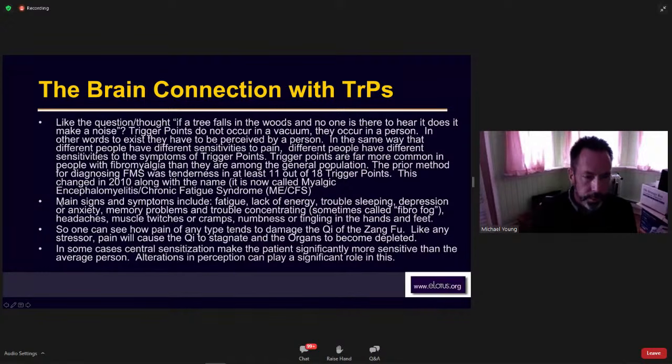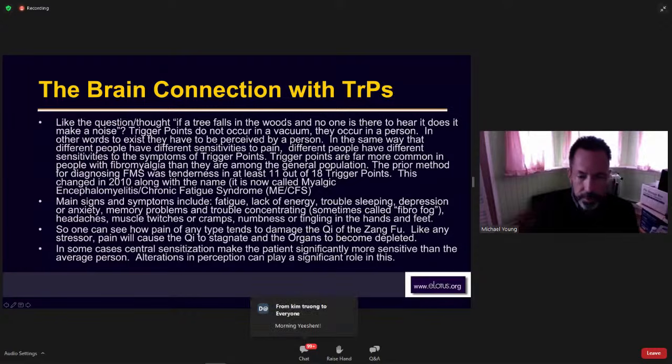So it tends to be put everybody in this category, and I guess it's better than no category. So the main symptoms and signs: fatigue, lack of energy, trouble sleeping, depression, memory problems, trouble concentrating, sometimes called fibrofog, headaches, muscle twitches or cramps, numbness or tingling in the hands and feet. You can see how pain of any type tends to damage the qi of the zangfu. So like any stressor, pain will cause the qi to stagnate and the organs to become depleted.